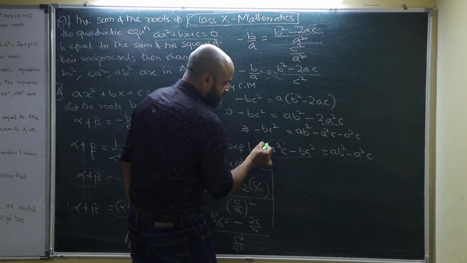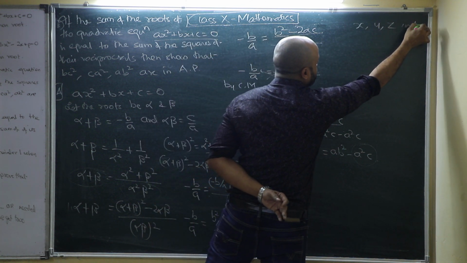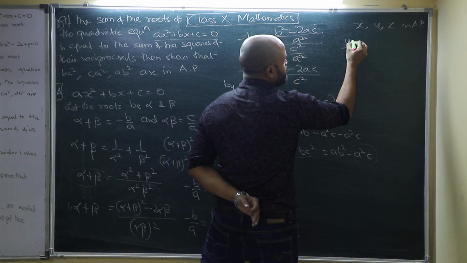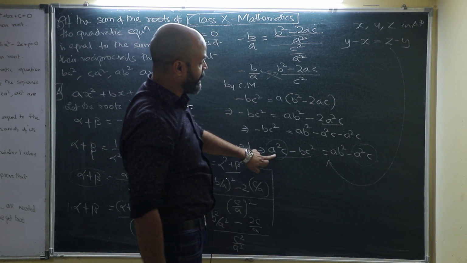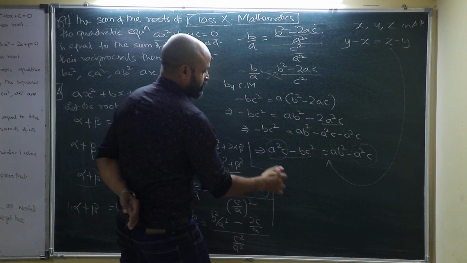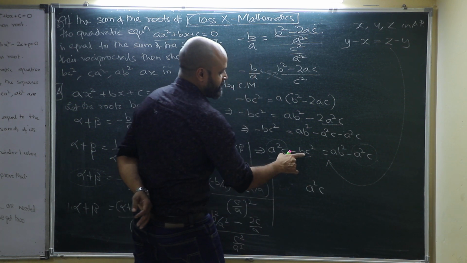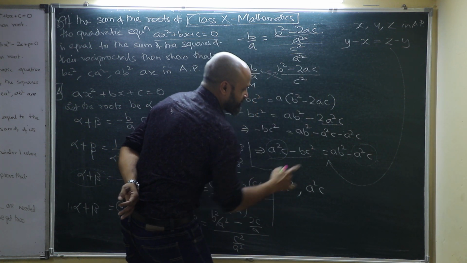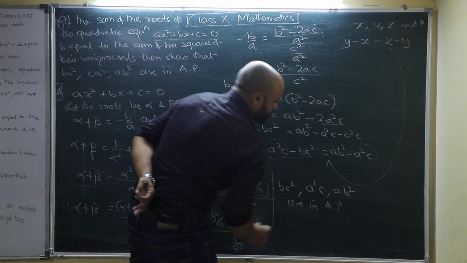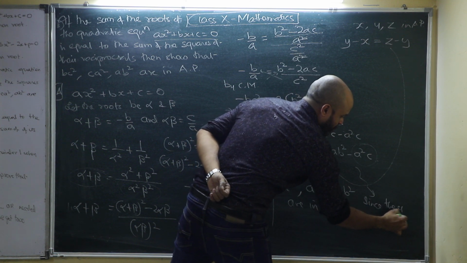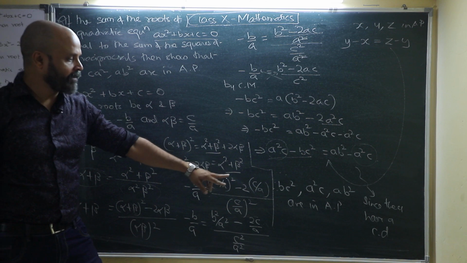Look at this very carefully. This term and this term are alike, and this happens where, let's say we have three numbers x, y and z in AP. If they are in AP, then they will have a common difference, which means we can write y minus x is equal to z minus y, and this is very similar to what we have got here. Therefore a square c becomes the midterm, that is y, bc square becomes the x part, and ab square becomes the z part. So these three numbers are in AP. We can write the reason here: since they have a common difference, bc square, a square c and ab square are in AP.